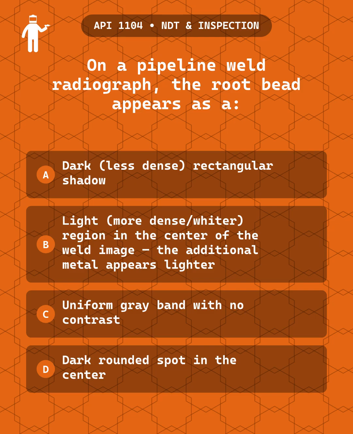Question 4. On a pipeline weld radiograph, the root bead appears as A. Dark rectangular shadow, B. Light or more dense region in the center of the weld image, C. Uniform gray band with no contrast, or D. Dark rounded spot in the center.